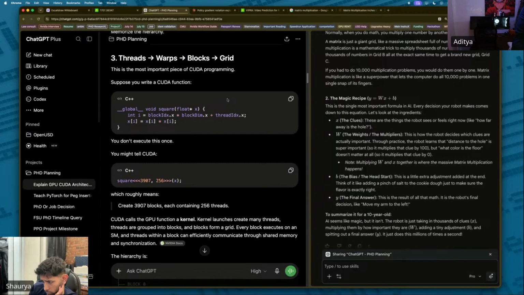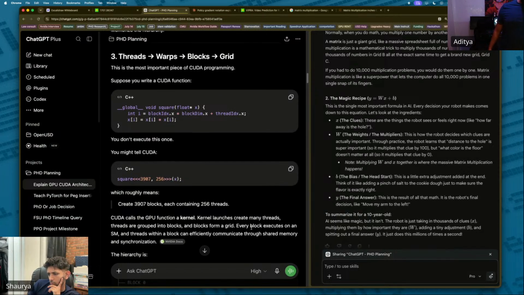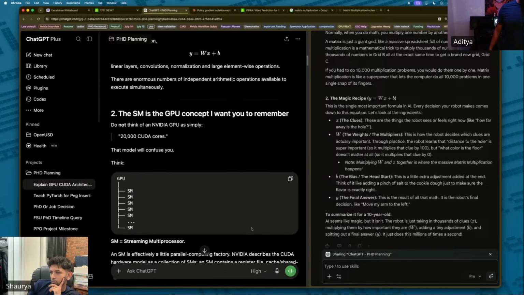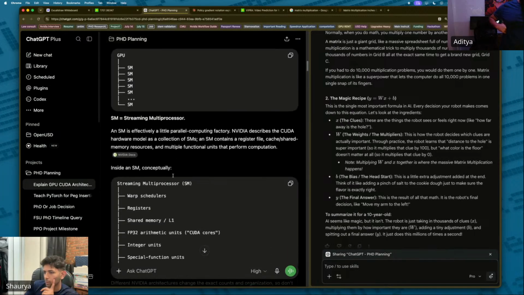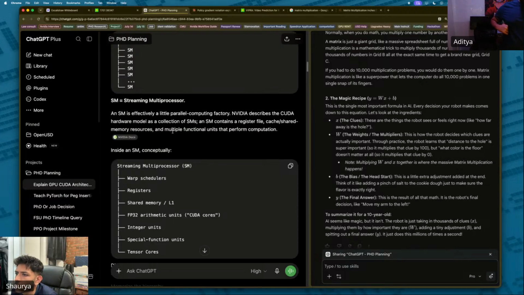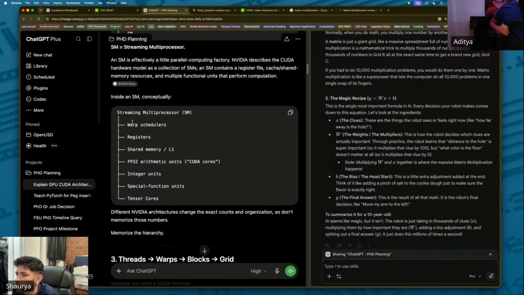CUDA calls the GPU function a kernel. Kernel launches create many threads, which are grouped into blocks. Blocks form a grid. Every block executes on an SM. So, what is an SM? Streaming multiprocessor. NVIDIA describes the CUDA hardware model as a collection of SMs. An SM contains a register file, cache, shared memory resources, and multiple functional units that perform computation. A streaming multiprocessor has warps, registers, shared memory.